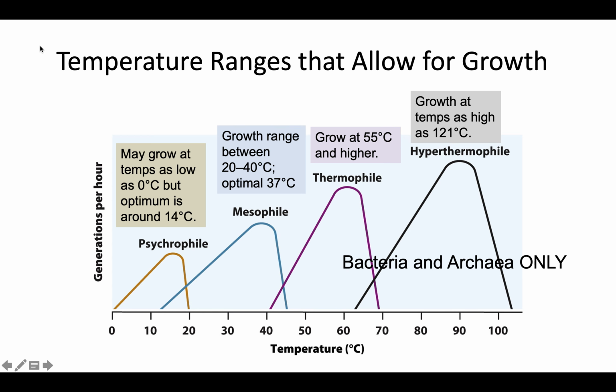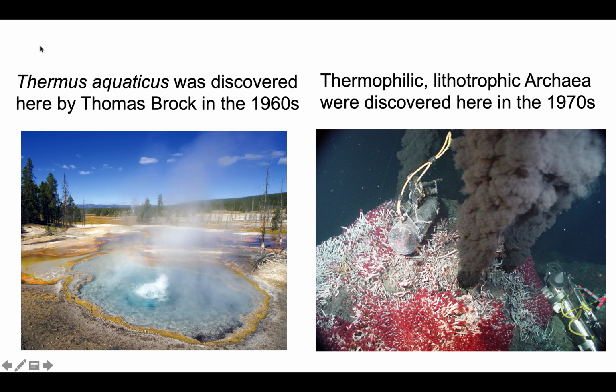Now, do we see these temperatures? Sure we do. We see them in the hot springs of Yellowstone National Park. This one species of bacteria, Thermus aquaticus, was discovered there by Thomas Brock in only the 1960s. And then you see also thermophilic and hyperthermophilic lithotrophic archaea. So these are rock eaters.